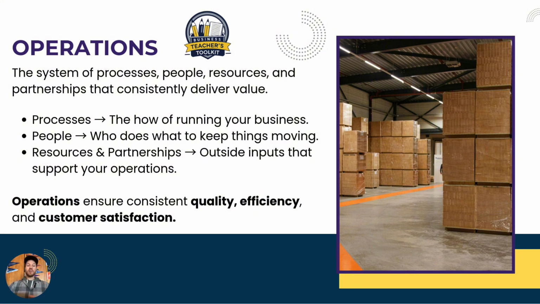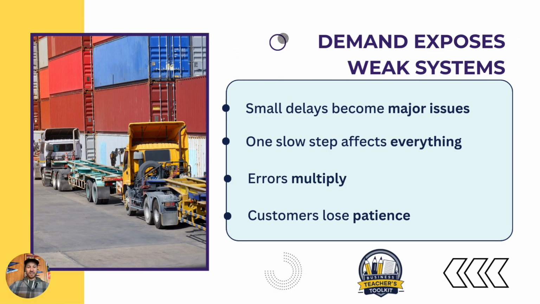It's the system of processes, people, resources, and partnerships that consistently deliver value. Processes are how the running of your business occurs. People, who does what to keep things moving. And then the resources and partnerships, these are the outside inputs that support your operations. And operations as a whole is what ensures consistent quality, efficiency, and customer satisfaction.